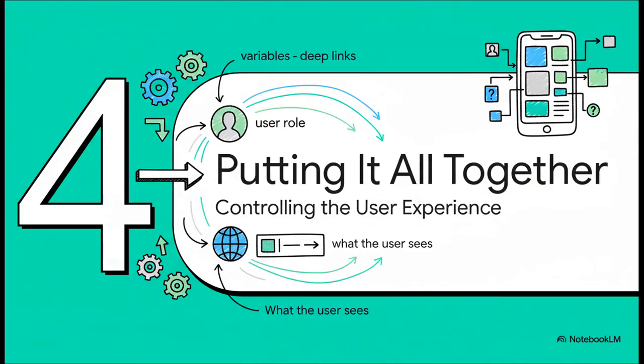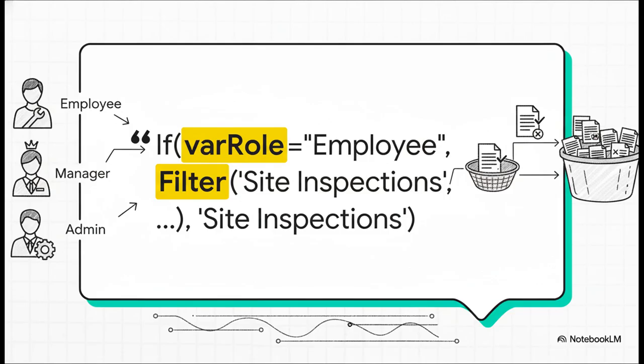Okay, so let's put it all together. This is where the magic really happens. We know who the user is, and we might know why they're here. So how do we use that information to fundamentally change the app experience, right on the fly? Filtering data is one of the most powerful things you can do. Right here, in a gallery's items property, we're using a simple if statement. It says, if the var role is employee, then filter the site inspections list to show only the records where the creator's email matches the current user's email. But for anyone else, like a manager or an admin, they see the whole thing, the complete unfiltered list.